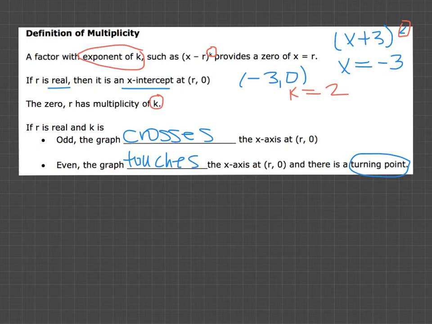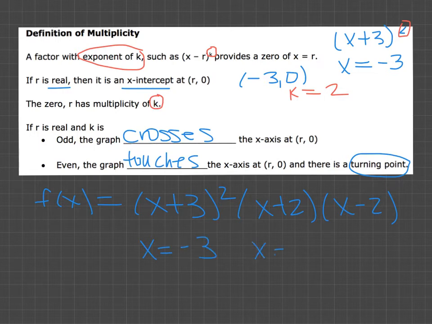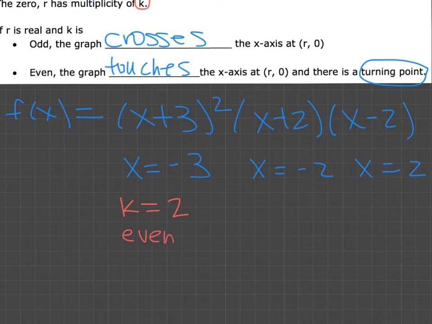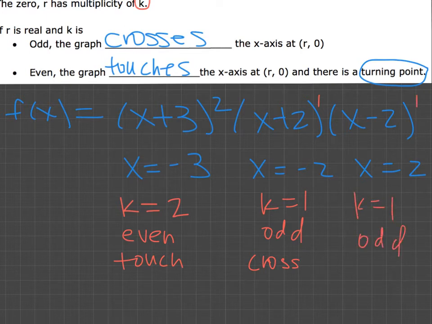So if we look at our factored form of our polynomial, we had x plus 3 squared, x plus 2, x minus 2. And from that, we got x equals negative 3, x equals negative 2, and x equals 2. They're all real, so they are all x-intercepts. But now we have to think about multiplicity. So k for x equal to negative 3 is 2, and it's even. So the graph is going to touch at that x-intercept. For x equal to negative 2, our multiplicity is just 1, right? There's like an exponent of 1 there. That's odd, and so we will cross at that x-intercept. And for x equal to 2, we also have multiplicity of 1. It's odd, and we will cross the x-axis.